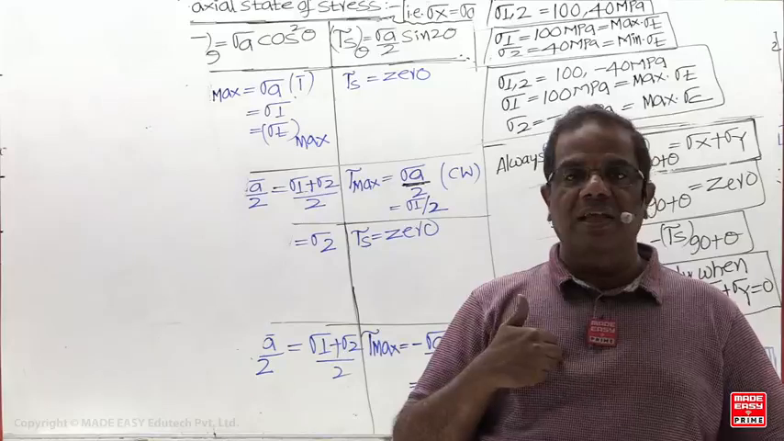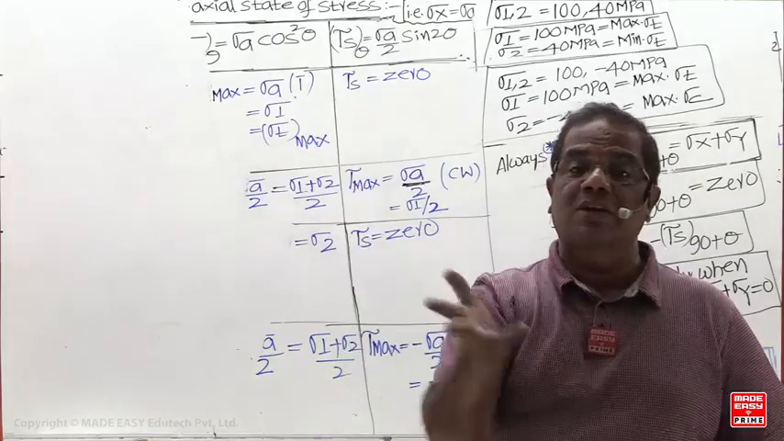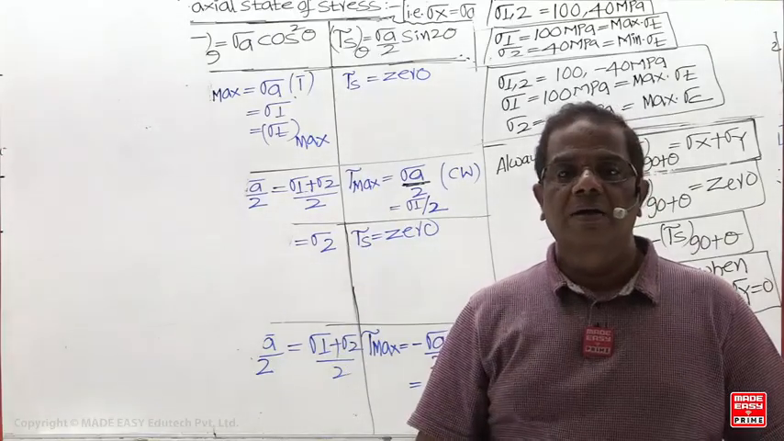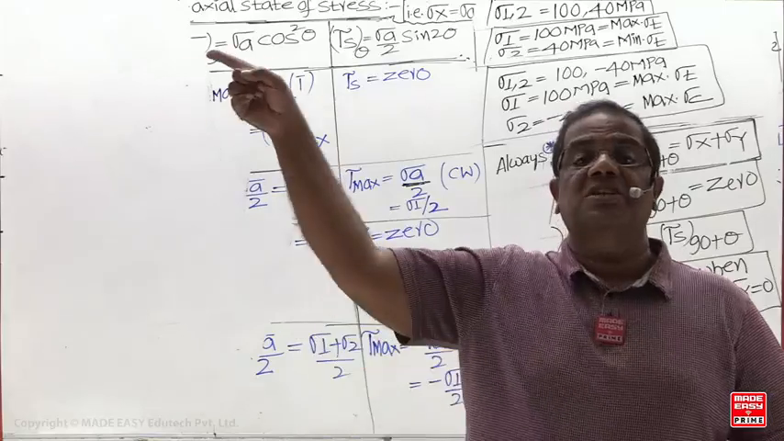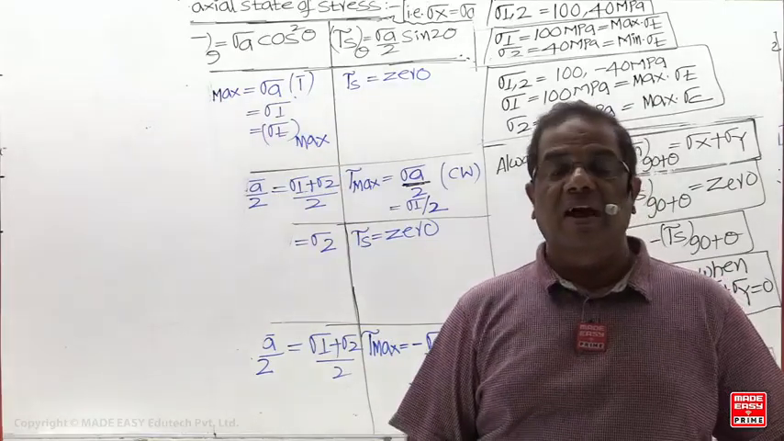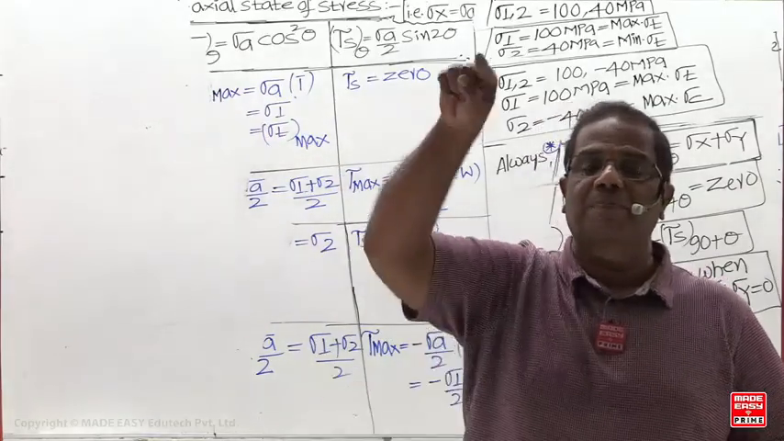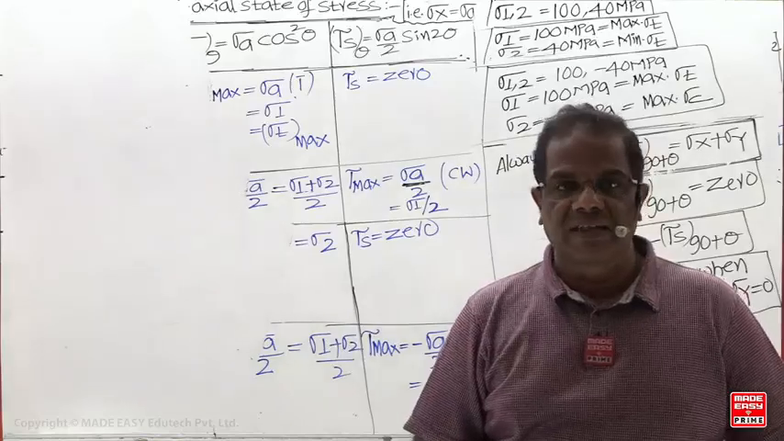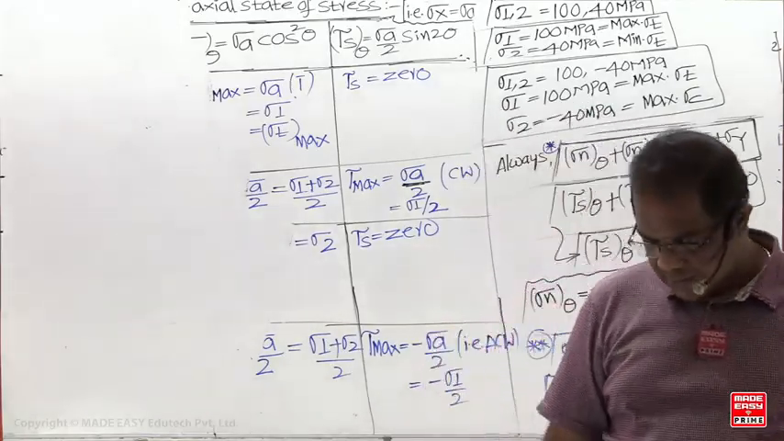And what is the other advantage? If I know the principal plane, I directly know the tau max plane. Why do you need the tau max plane? Because they are the fracture planes for ductile material. So once you know the principal plane, the tau max planes are at what angle now? 45 degrees. Next.